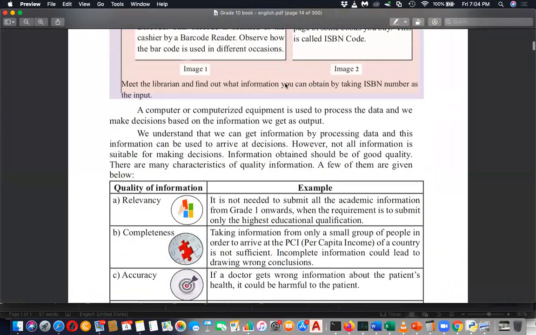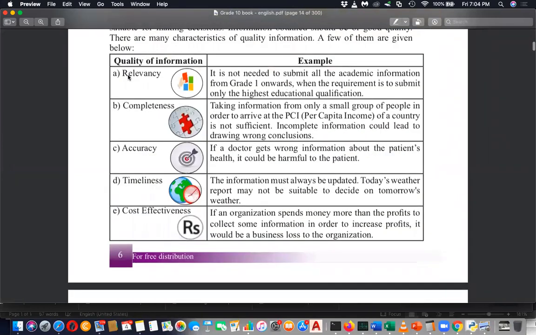The second thing that you have to remember in this lesson is the qualities of information. Think about that. I'm doing this lesson, which means it is information to you. It's coming to you as information. That information should be relevant. My lesson should be relevant to you.